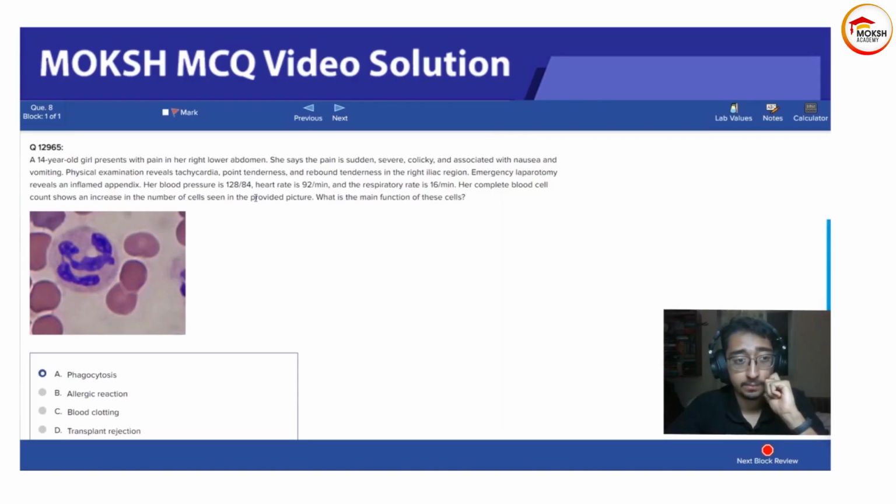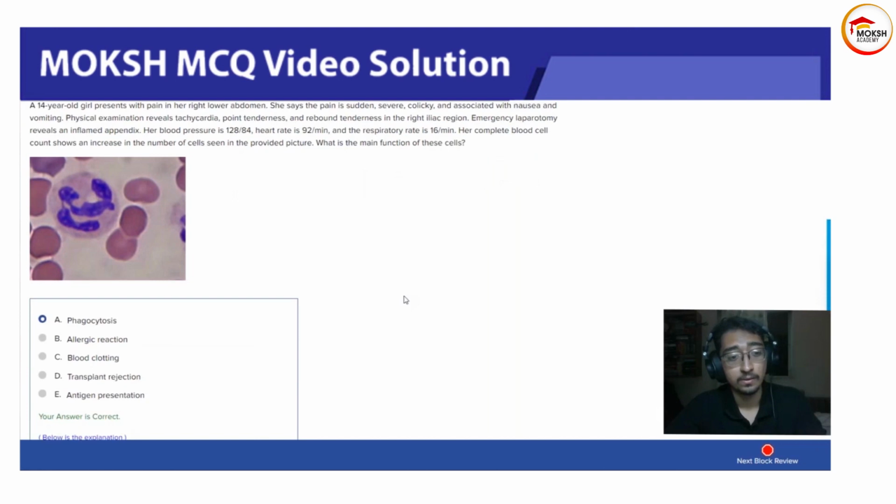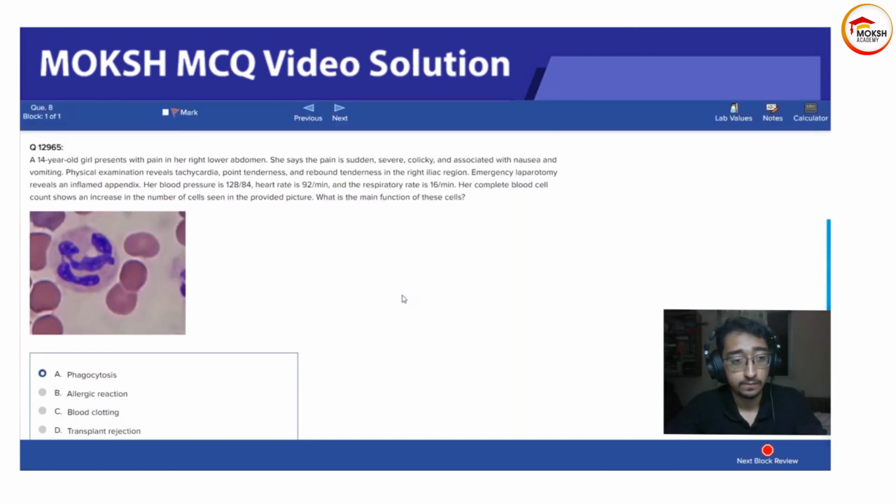So this is basically a patient with appendicitis with increased neutrophils, right? As you can see, multiple multinucleated cells. Okay, so they've been asking the function of these cells. Okay, so before we do that, let's look at the different cells.